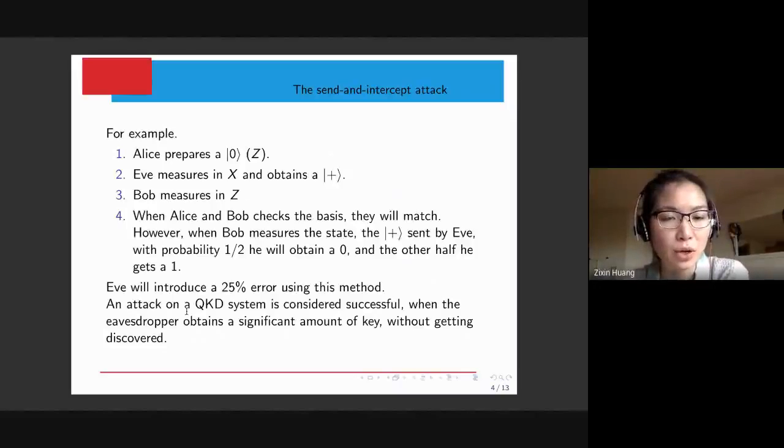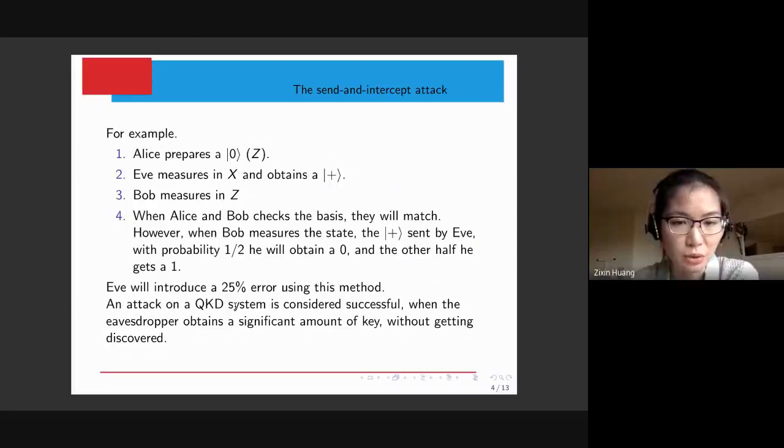So an attack on a quantum key distribution system is considered successful if the eavesdropper is able to obtain a significant amount of the keys shared between Alice and Bob without getting caught. So how can she do that? She might use a slightly more subtle technique than the intercept and resend attack, but this is slightly beyond the scope of this course.